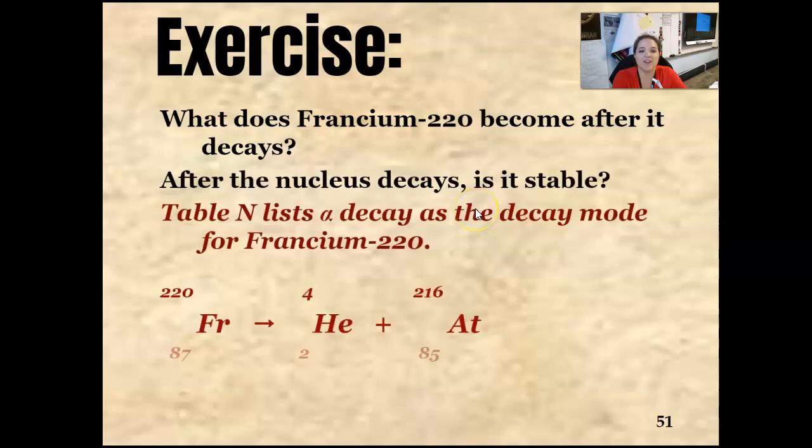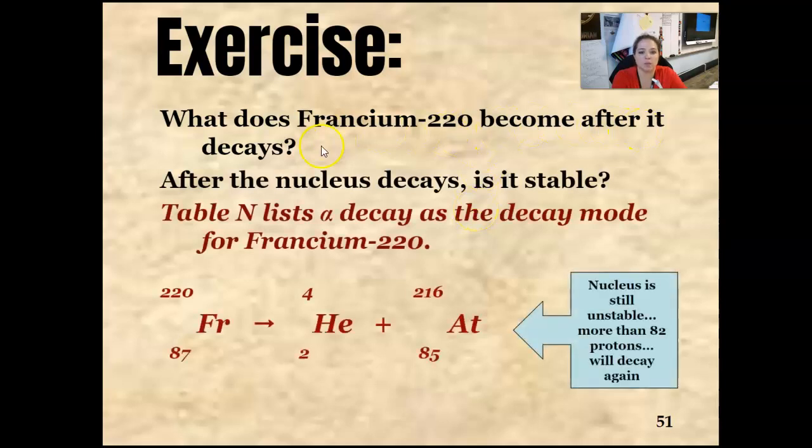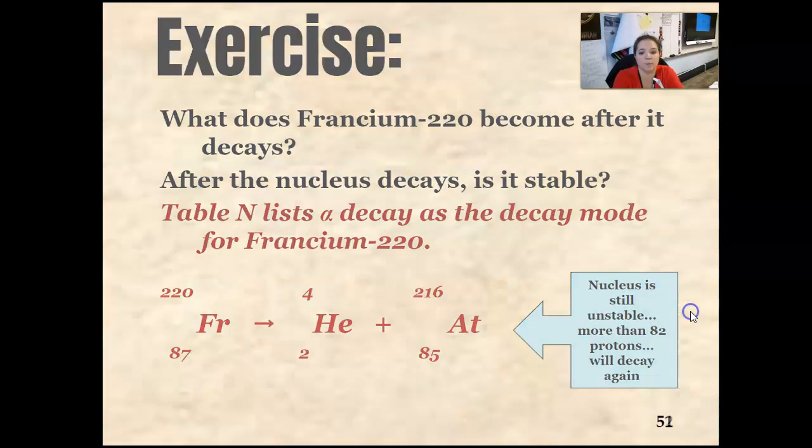Okay, so looking at what francium 220 becomes after it decays. Francium 220 again is high, so it's going to be an alpha decay. And right there it says alpha decay. We put 220, put the reaction arrow, and I have the 4 here. 4 plus what gives me 220? So 220 minus 4 is 216. 87 minus 2 is 85. Astatine is what's going to be the answer. The nucleus is still unstable, more than 82, so it's probably going to alpha decay again.